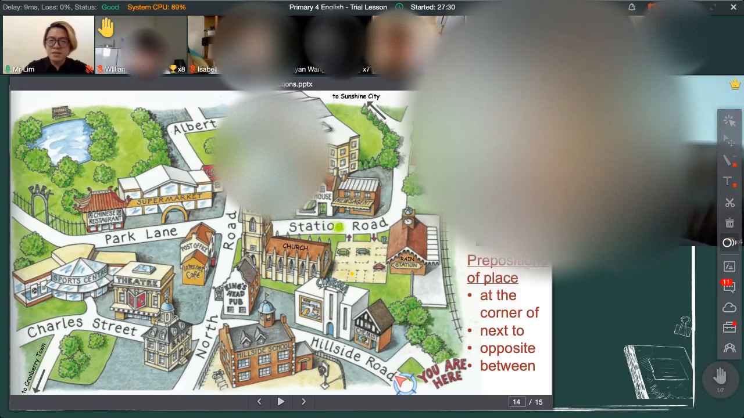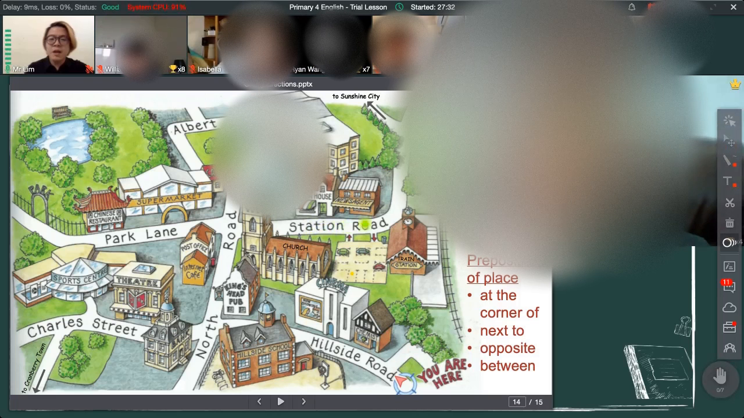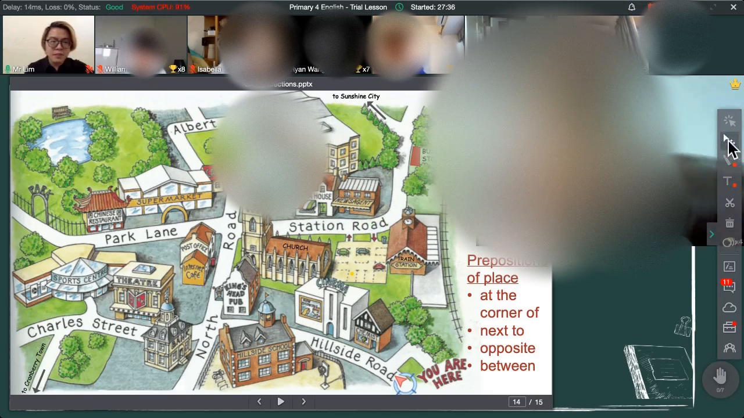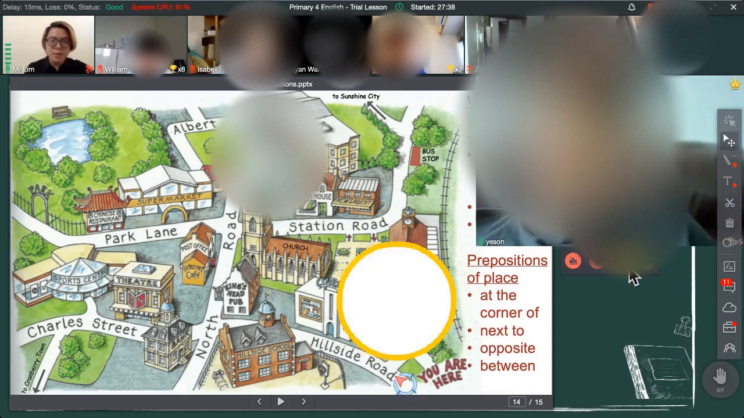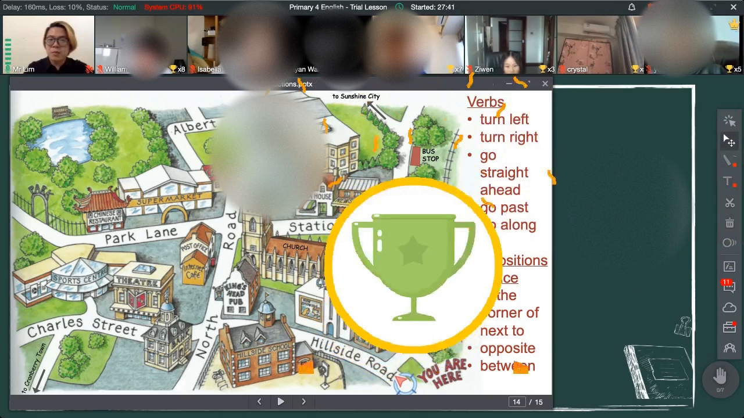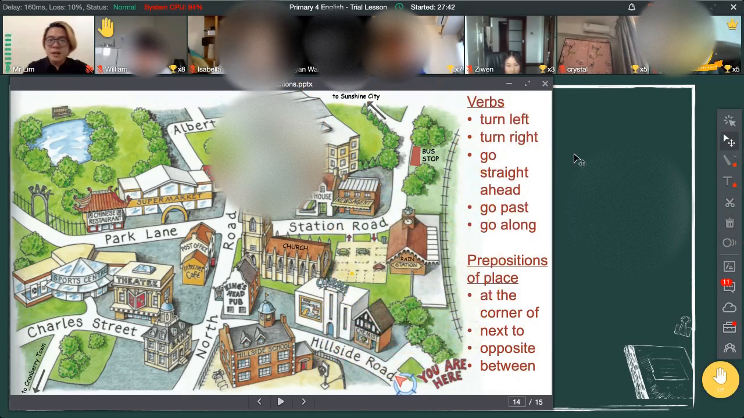You turn right after you pass the news agent. Ah, after you pass the news agent. Okay, that's fantastic. Well done. Okay, maybe we can do one more. Okay, the next person.